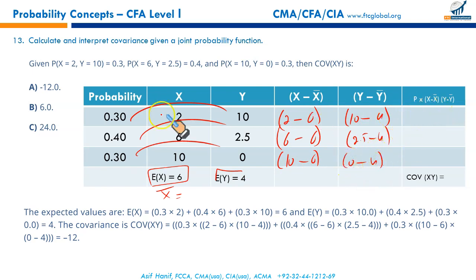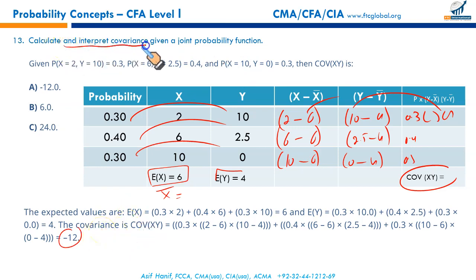In the last column, we will take the probabilities 0.3, 0.4, and 0.3 and multiply these two results here and sum up all. It will give you the covariance of X and Y, and it is negative 12. This negative 12 indicates that these two returns are negatively correlated. There is negative covariance between them. That was what we were required to do. Calculate and interpret covariance given a joint probability. The negative number indicates that they are negatively correlated.